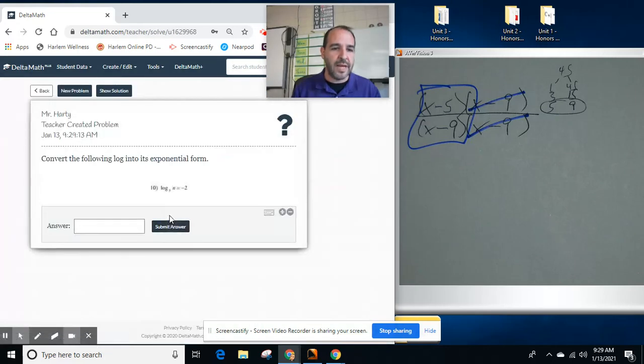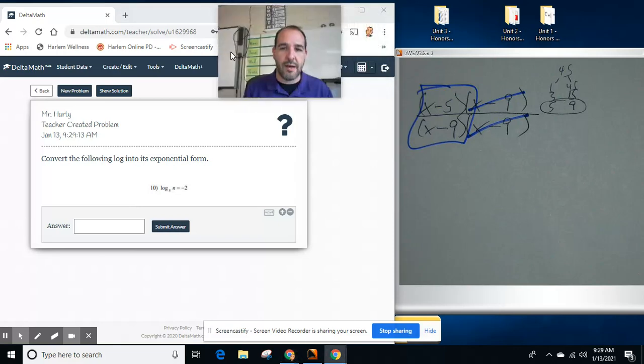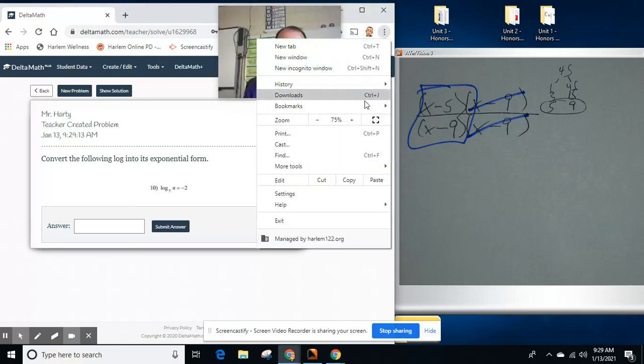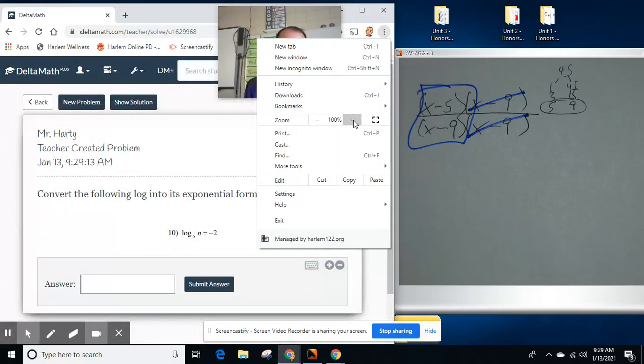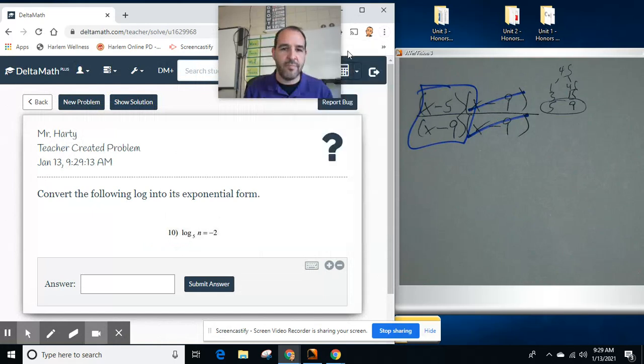Okay, so when we get to here, convert the following log into its exponential form. Okay, I'm going to size this up a little bit. Just a second here. Okay, that should make that a little better. That's better.